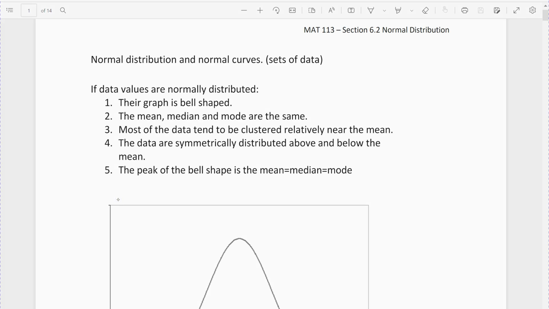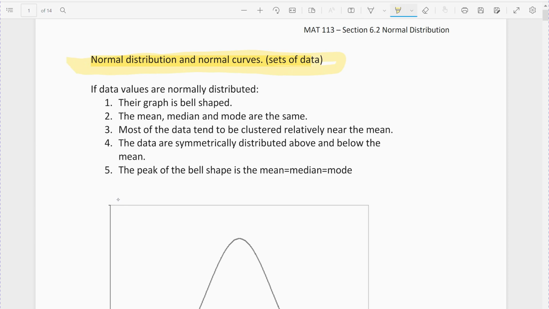Okay, 6.2 is on a special type of data set called a normal distribution, or normal curves. In order to be a normal distribution, a normal curve, basically what you have to have, again, we call them normal because they actually occur a lot in nature. Almost every standardized test will land in a normal curve. And any type of measurement typically lands in a normal curve, like when we're measuring weights of kids, heights of kids, weights of newborns, and things like that.